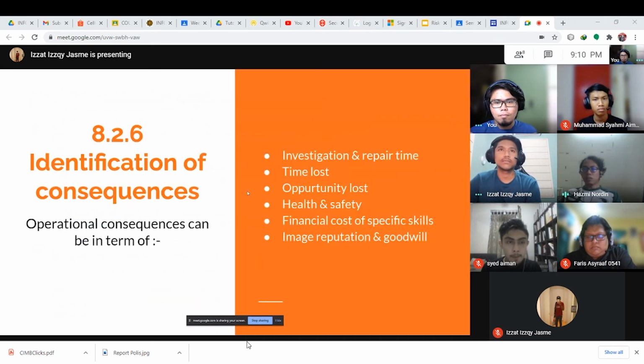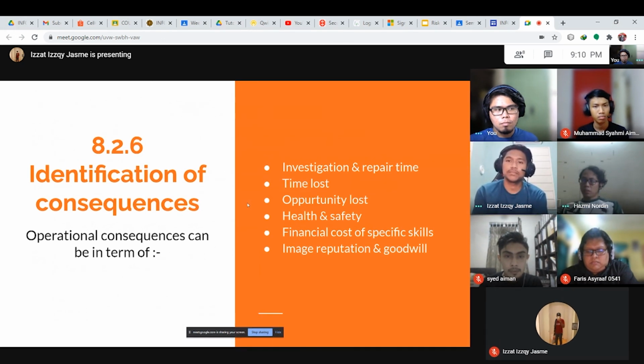So these are the operational consequences. They can be in terms such as investigation and repair time, time lost, opportunity loss, health and safety, financial cost of specific skills, and image, reputation and goodwill.